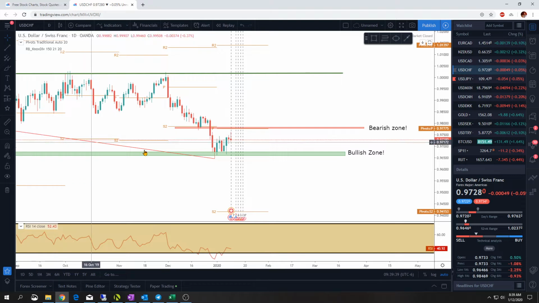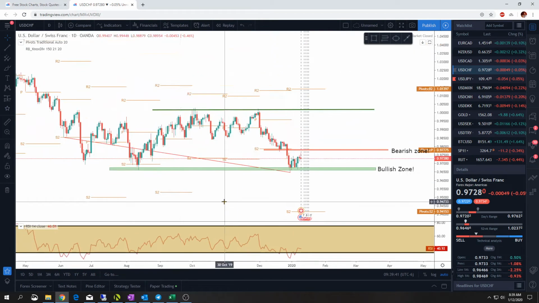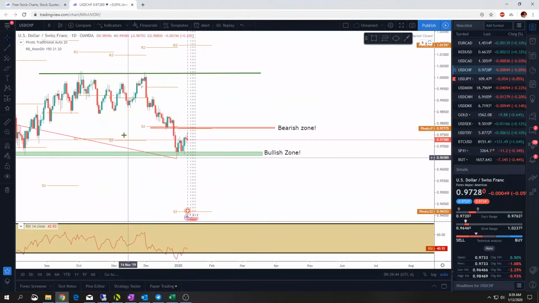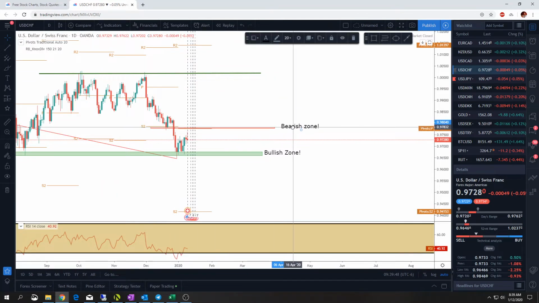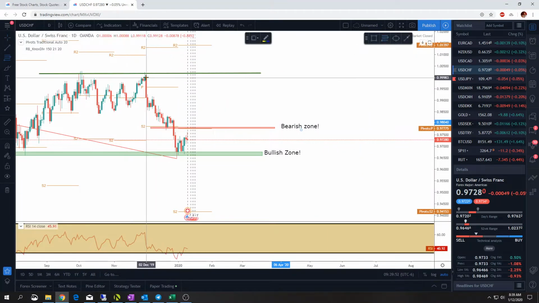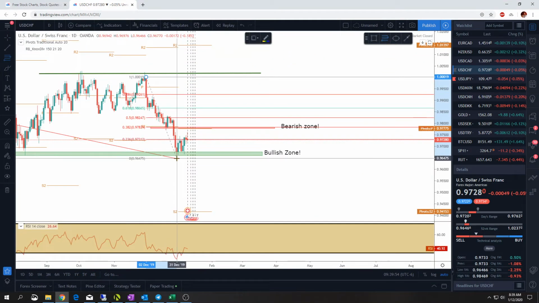So US dollar Swiss franc. Okay, so we had divergence on the daily. We broke this S2 level. That's where I'm going to get bearish again. If we pull a Fibonacci on this impulse leg, which I know it's a little off, price is touching the 0.23 level, which is the only reason I have this level on my retracement.